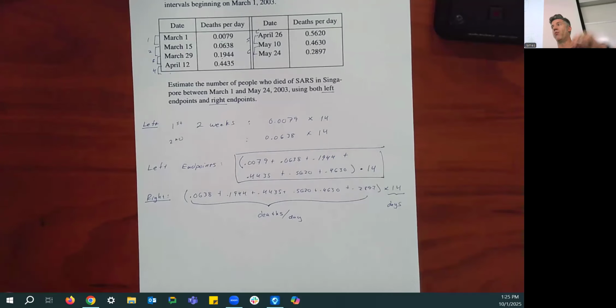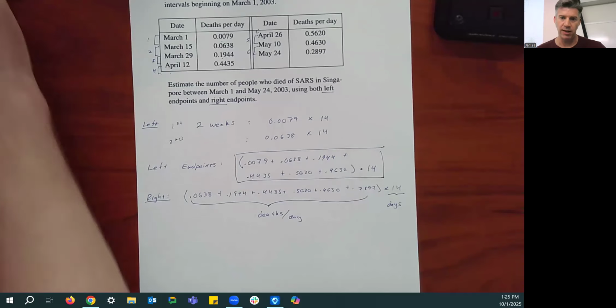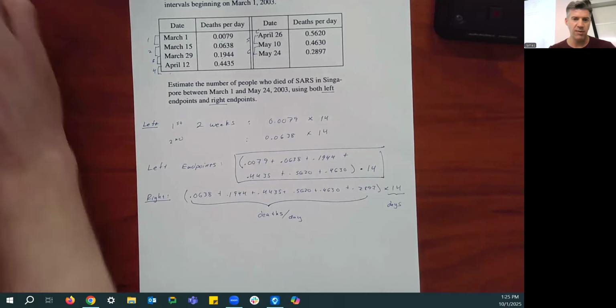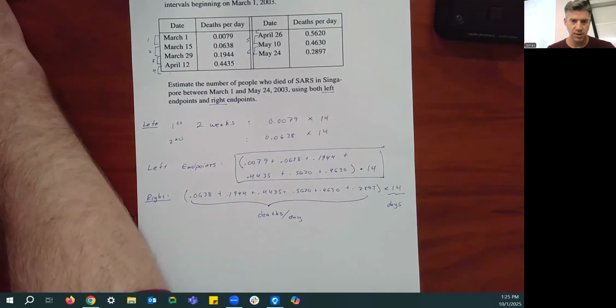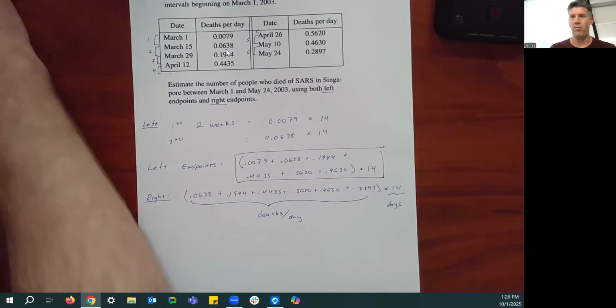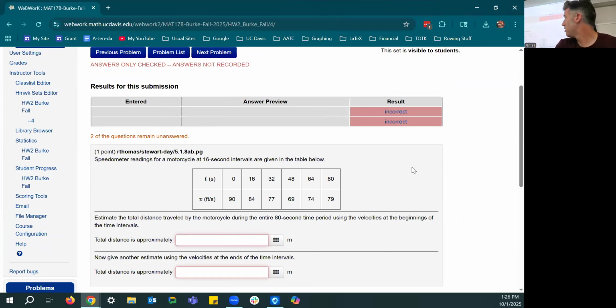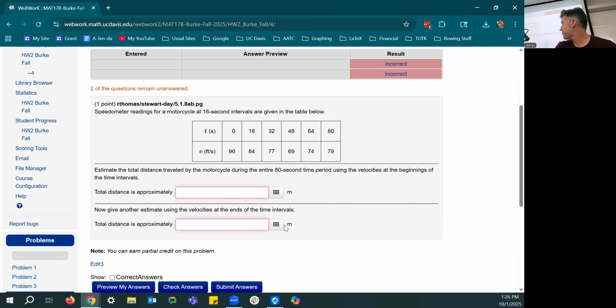Let's look at one more example in the same vein. But, oh, this is going to be challenging. Yeah, all right. It'll be fine. It may work. So here is a WebWork problem that's very similar. Let's read through this.